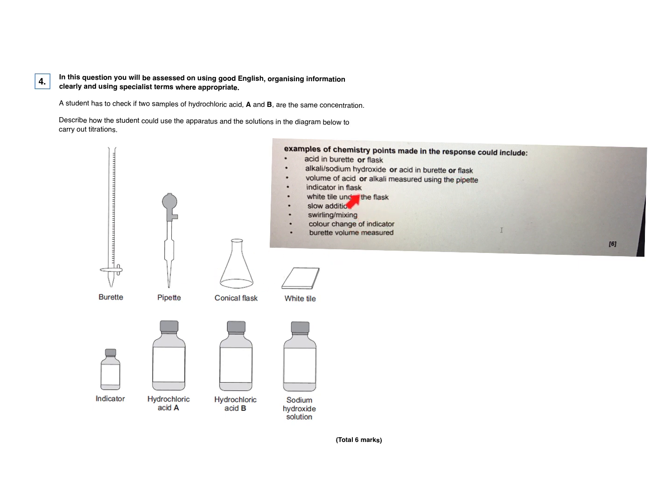Now place a few drops of indicator in the flask, place the white tile under the flask, add slowly while swirling and mixing. Note the colour change and measure the volume of acid used by noting the volume reading on the burette, reading from the level of the meniscus. And always include to repeat your experiment, girls, because that shows you understand what an accurate result is.